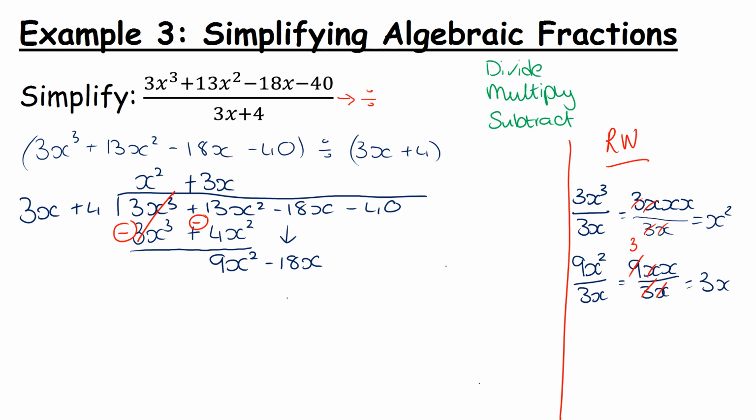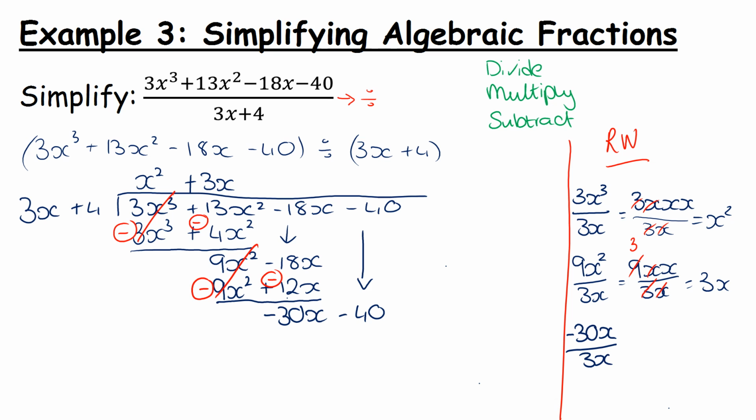Let's do my multiplying. 3x by 3x is 9x squared. 3x by plus 4 is plus 12x. So now let's do our subtraction. So this becomes a minus and this becomes a minus, which leaves me with minus 30x. And bring down your minus 40. And let's do our final division. So minus 30x divided by 3x, so the x's cancel and 3 goes into 30 10 times, so what I'm left with is minus 10.